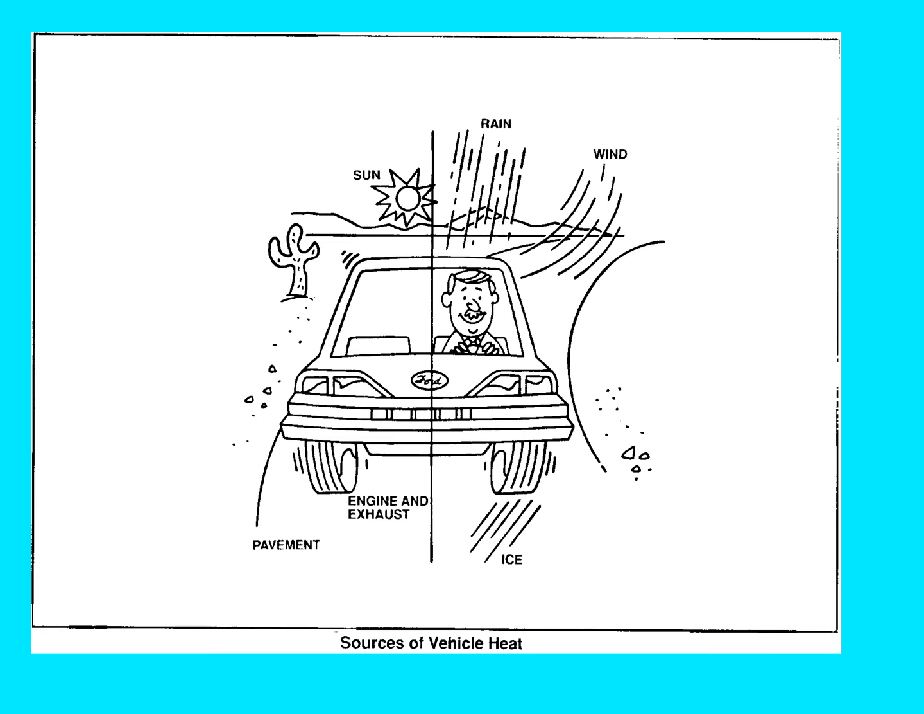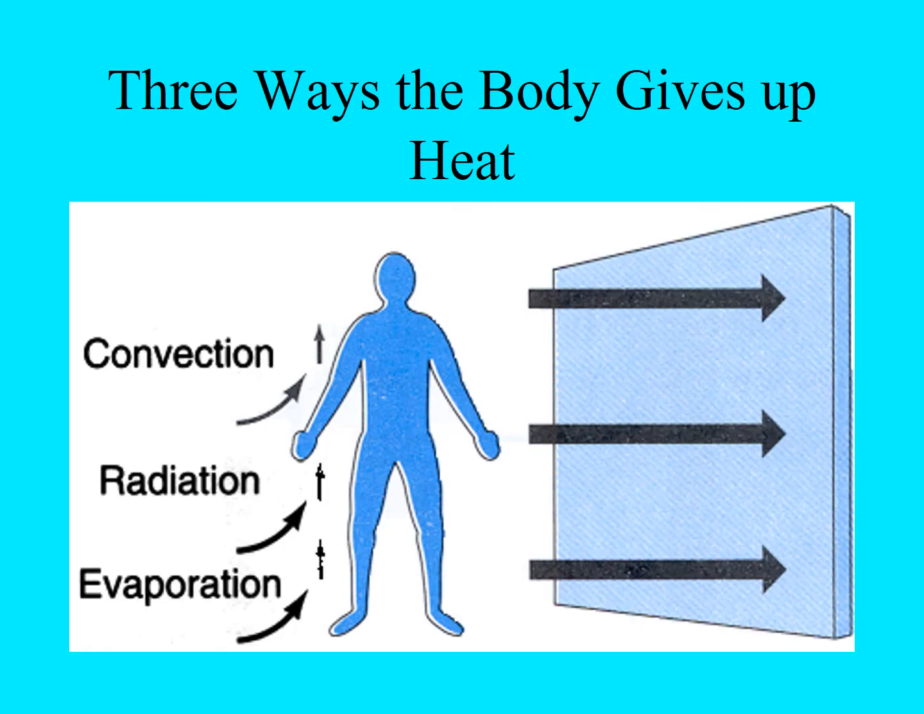In this slide, they're just showing different ways that the vehicle could be heated or cooled by the elements. So just because of that, we need a good heating system as well as a good air conditioning system to keep us comfortable. So this is the way our body can give up heat. We operate at about 98.6 degrees Fahrenheit. So usually we're a little warmer than the ambient air temperature around us.